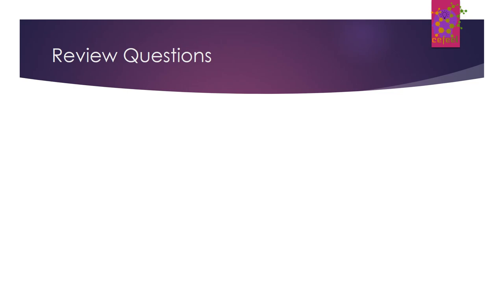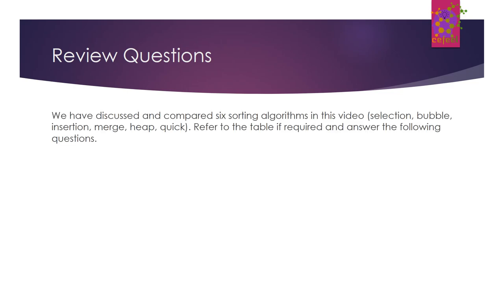So before we end, here is a list of review questions based on the items we covered in the video. We already discussed and in fact compared the six sorting algorithms in this video: selection sort, bubble sort, insertion sort, merge sort, heap sort, and quick sort. We didn't go into very much detail of each step, but you can refer to the table that had its comparison, and based on that try to answer the following questions.